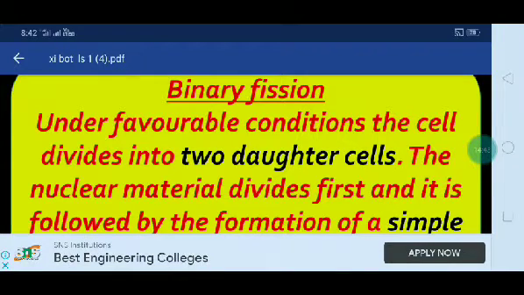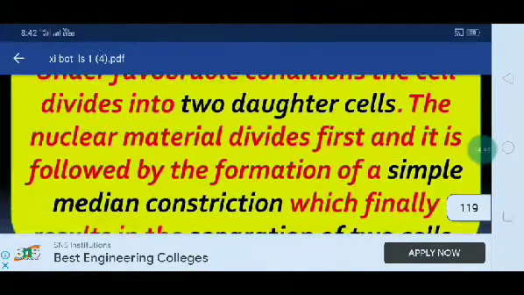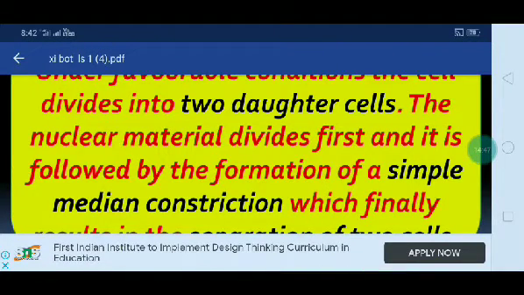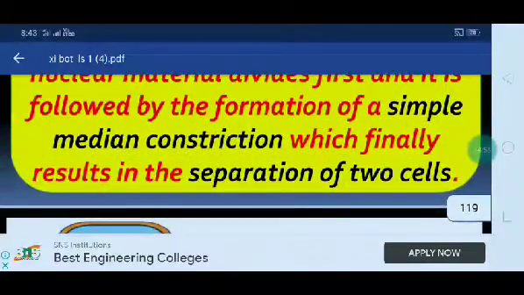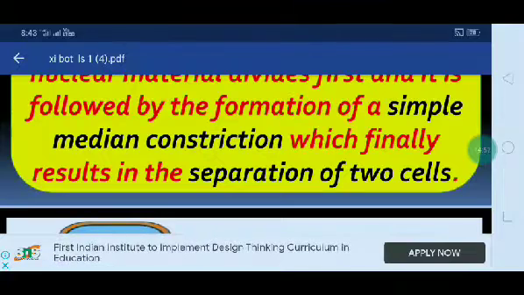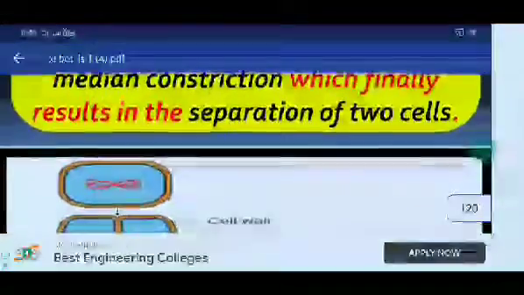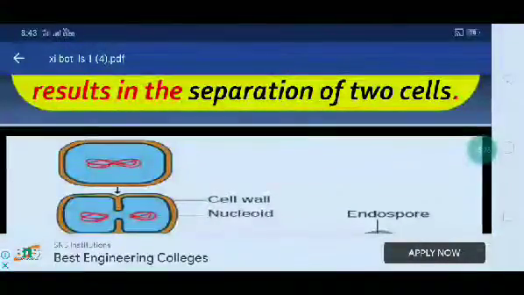The nuclear material divides first, and it is followed by the formation of a simple median constriction. The constriction occurs in the center, which finally results in the separation into two cells. That is called binary fission.